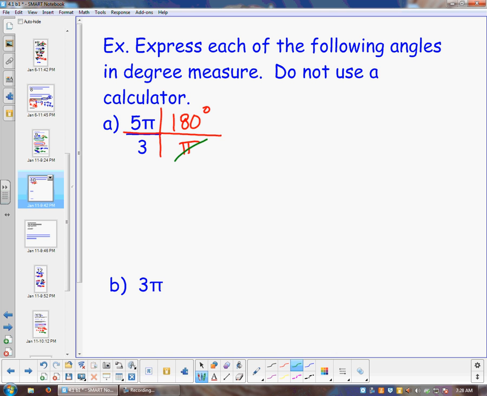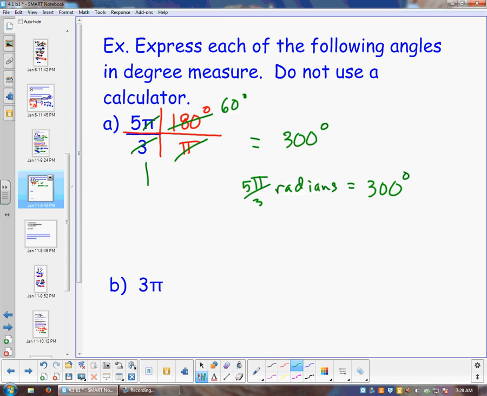So the pi's divide out, radian units would divide out, and we could say, oh, 3 goes into 3 once and into 180 60 times. So I'd end up with 5 times 60 is 300 degrees. So 5 pi over 3 radians is equal to 300 degrees.